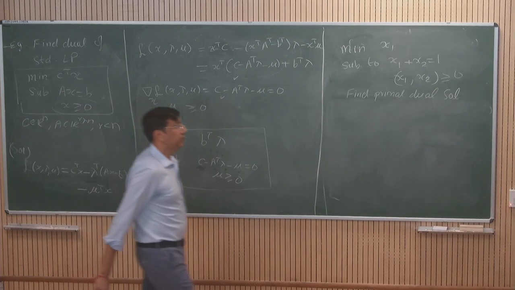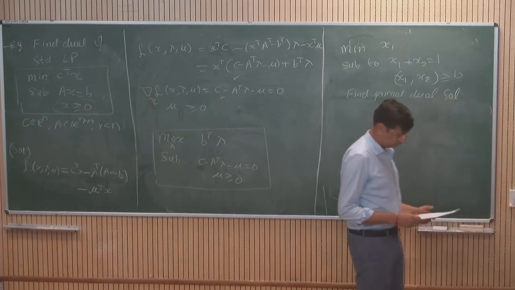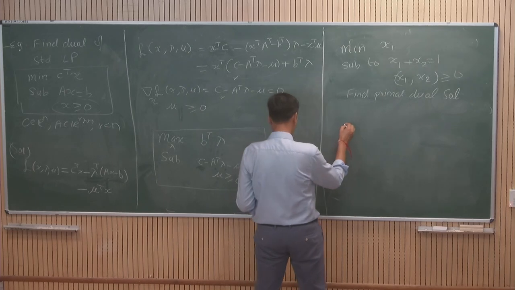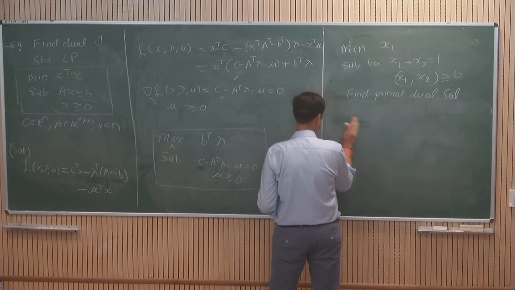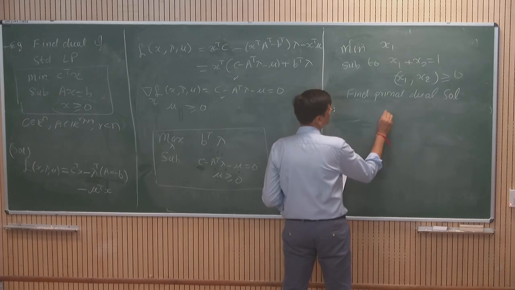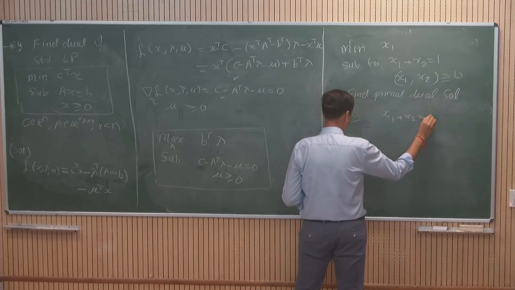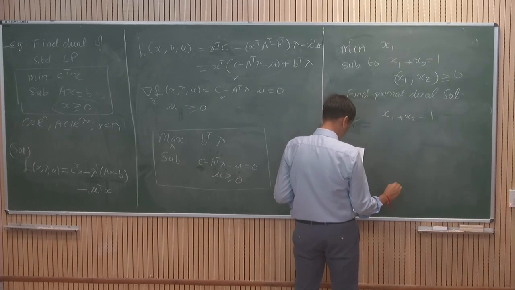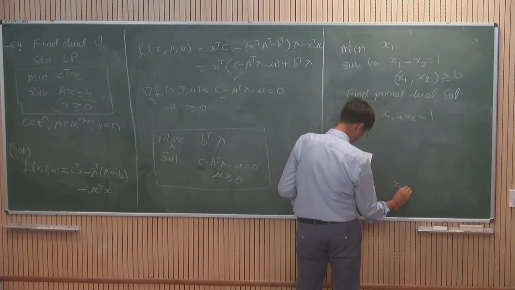Did anybody solve it? What do you get? Let's apply the KKT conditions. What were the KKT conditions? We'll write that the equality constraints are true. Then we also want the inequality constraints to be true.